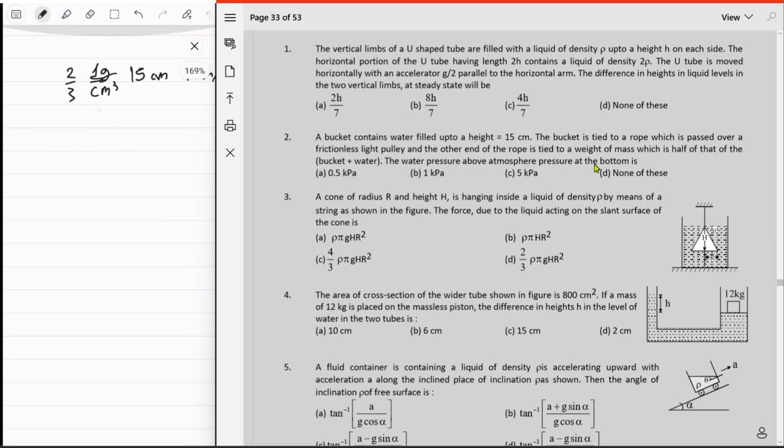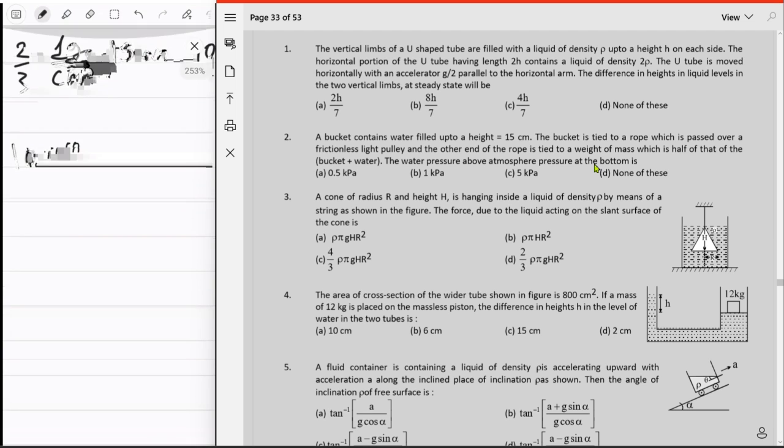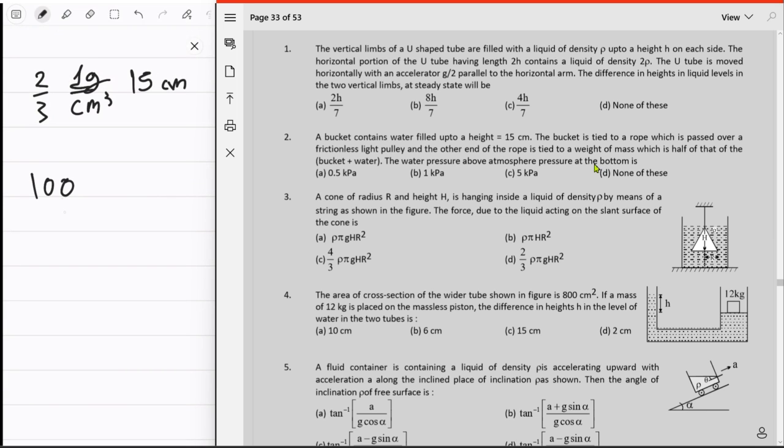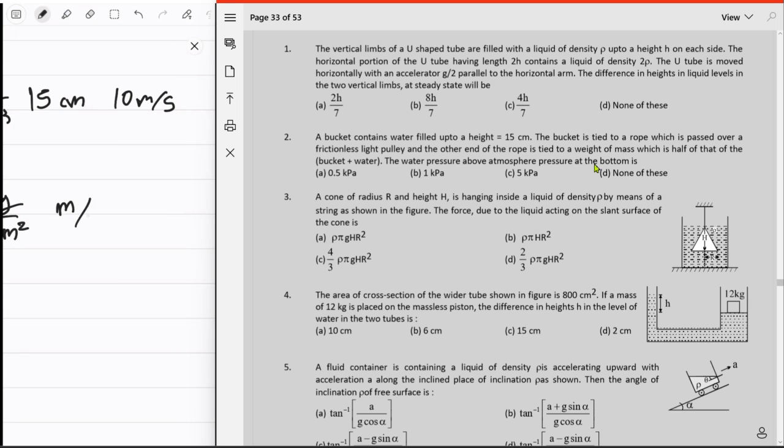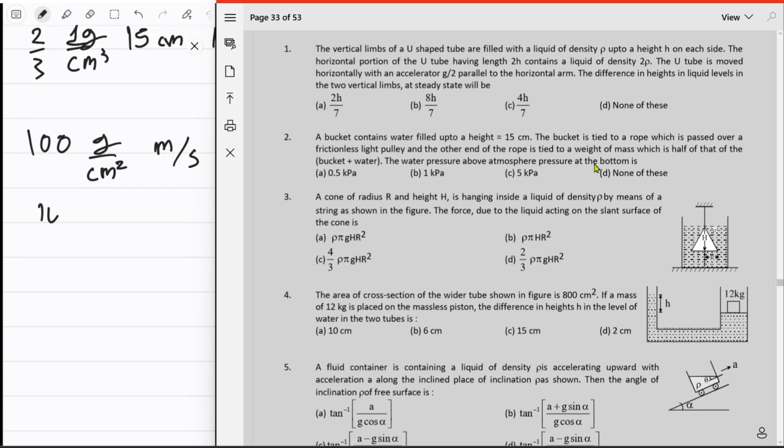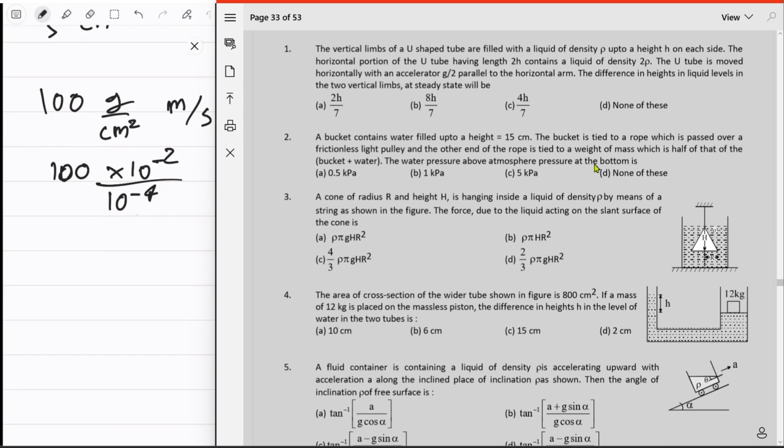Why does it feel like I'm really slow right now? Okay, it's just 10. So what is this thing? 100 gram per centimeter square times meter per second or whatever. So 100 times 10 power negative 2 upon 10 power negative 4 in SI units. So that will just be 10 power 4, right? That's in SI units. So 10 kilopascals, right?